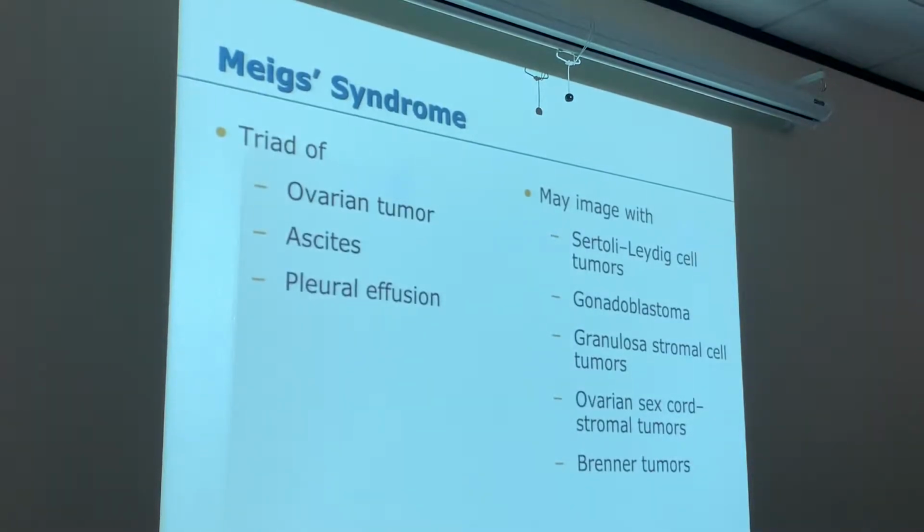Meigs syndrome. Meigs syndrome is on the registry. It's a triad of ovarian tumor, ascites, and a pleural effusion. You'll see it with Sertoli-Leydig tumors, gonadoblastomas, granulosa, stromal, ovarian sex cord, and other tumors, and we're going to discuss all those.